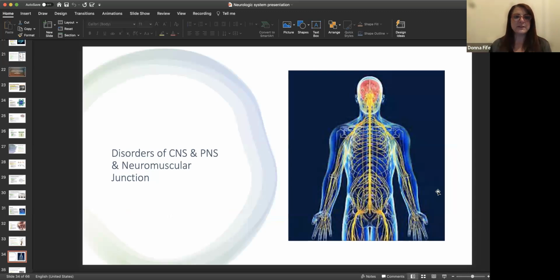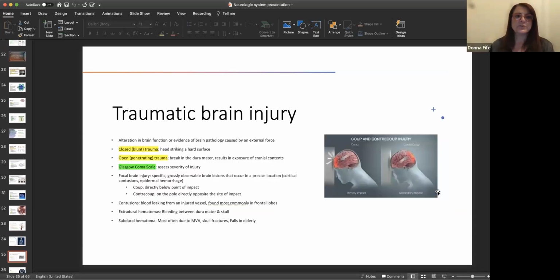Okay, disorders of the CNS and PNS and neuromuscular junction. Traumatic brain injury. This is where we have an alteration in the brain function and evidence of brain pathology caused by an external force. There can be closed or blunt trauma, such as the head striking a hard surface, or an open penetrating trauma where there's a break in the dura mater and it results in exposure of the cranial contents outside of the skull.